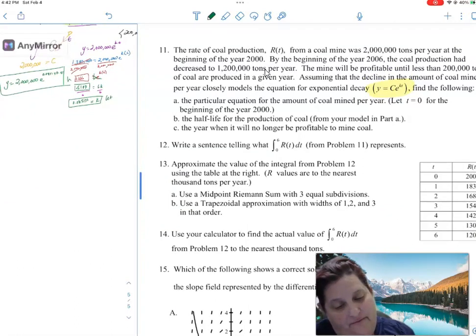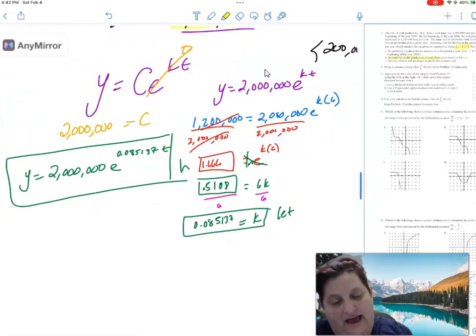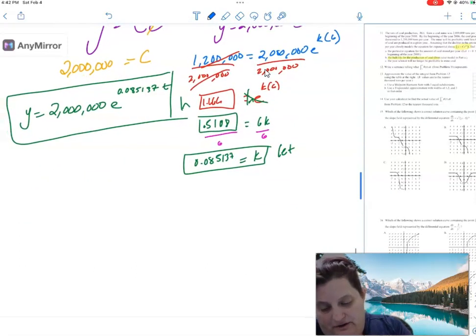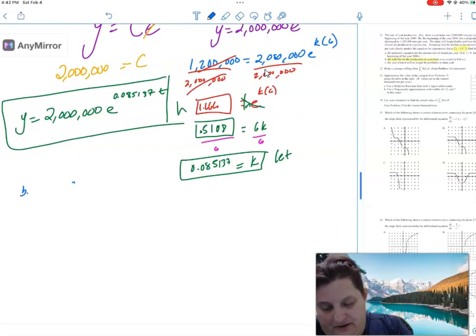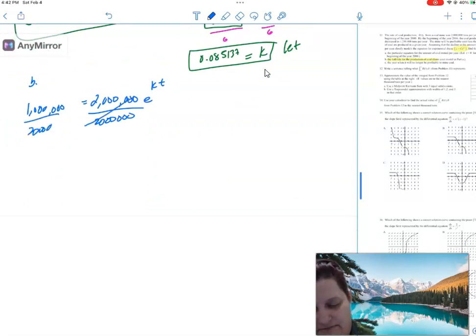Part B. What's the half-life from the production of coal from part 1? Half-life, guys, means how long does it take to get to half of what it started with. All right, look at this equation. If I start at 2 million, and I want to get to my half-life, half of 2 million is 1 million. I'm going to just write e to the kt because I know what k is. And so when I divide that over, guess what I get? I get 1/2. That's how we get half-life, okay?